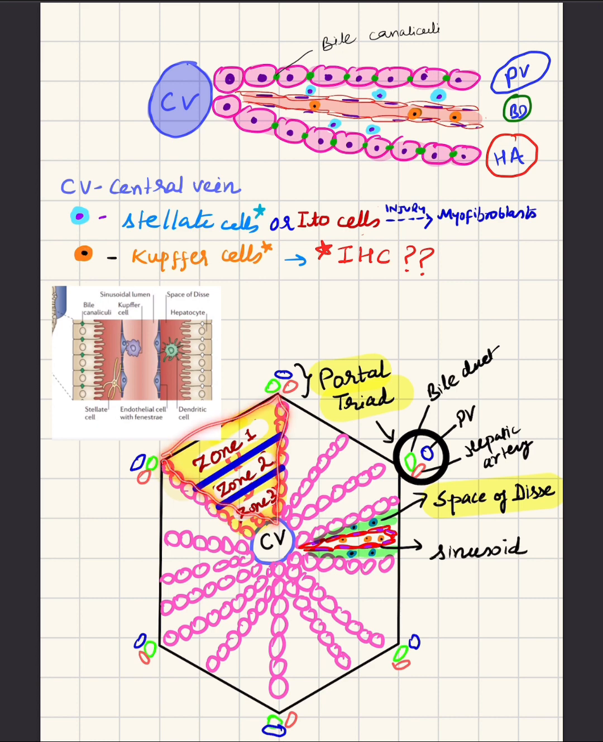These are called the hepatic acinus. In the acinus, the zone that is nearest to the blood supply, because the blood supply is coming from the portal triad going towards the central vein, has the richest blood supply. This is called the periportal area, and zone 1.